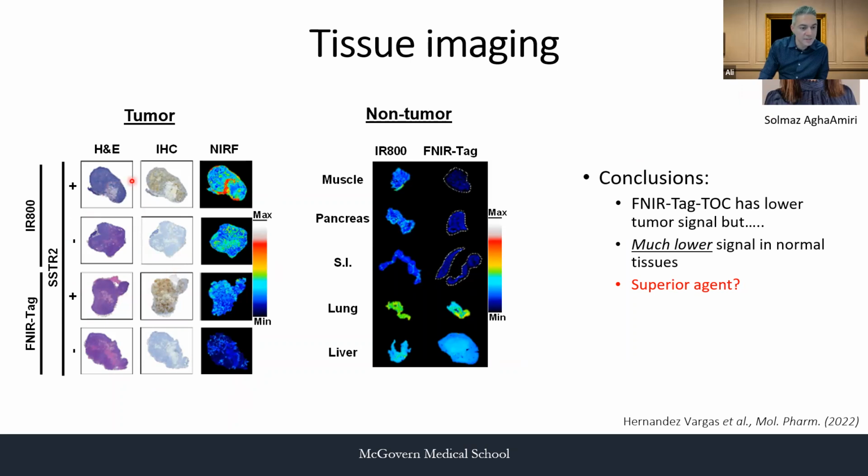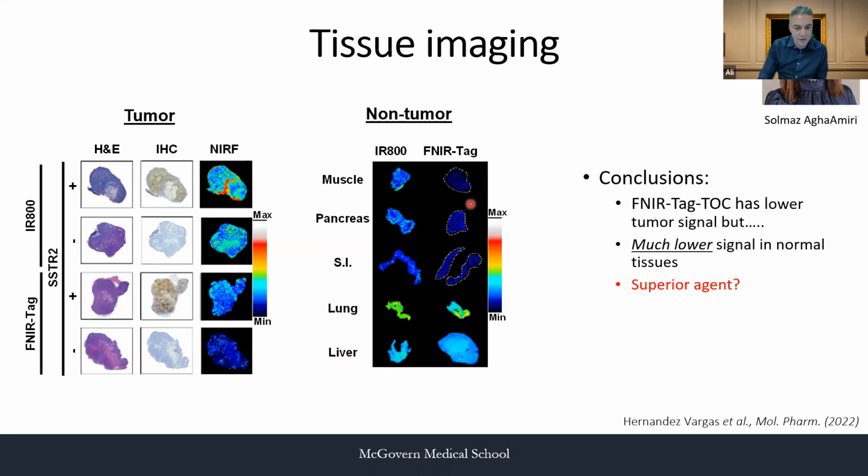So we're able to look at differences in tumor tissue, and we saw the same thing that we saw in vivo. Here, it's nice to have validation at the microscopy level. We see that again, and the really important thing here is that with the IR800 analog, you see lots of non-specific uptake in these SSTR2 negative tumors. Whereas with the FNIR-Tag, this is clean. It's not sticking to anything.